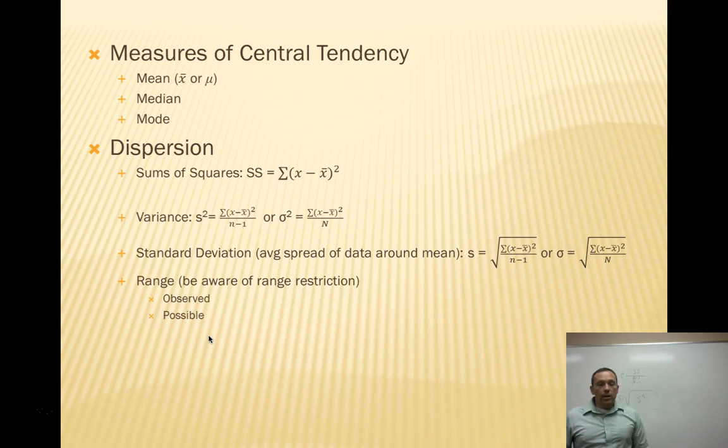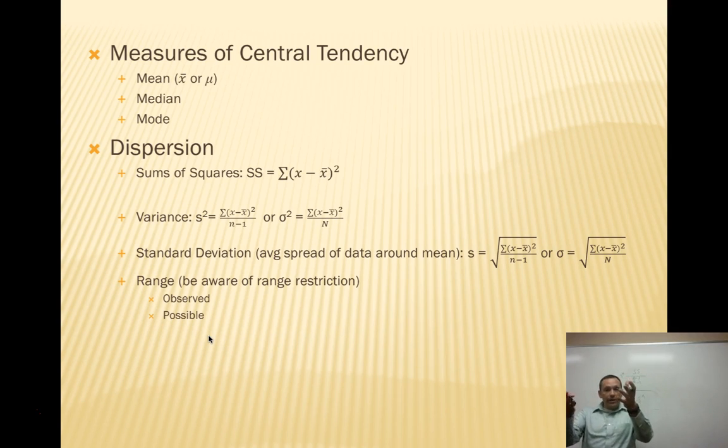And then the final thing that I want you to be aware of with descriptive statistics is the idea of range. We have two different types of range: observed and possible. So again, think about the ACT scores. What is the possible range of ACT scores? I think it's from 2 to 35. Those are the theoretically possible scores a person could get on the ACT.